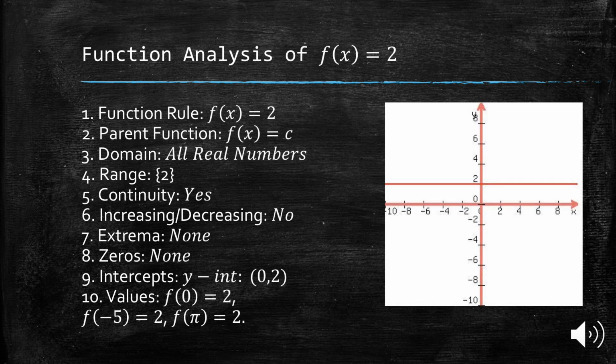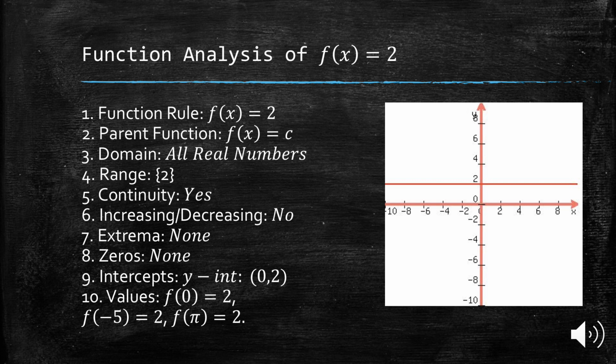Now I want to take a moment to look at a constant function. Technically that has a different parent function than a linear function because the slope is 0. So we actually don't have f of x equals x. It's actually f of x equals c. There's some number constant. So what we want to do is talk about this particular one and look at what is common about all of our horizontal line functions.